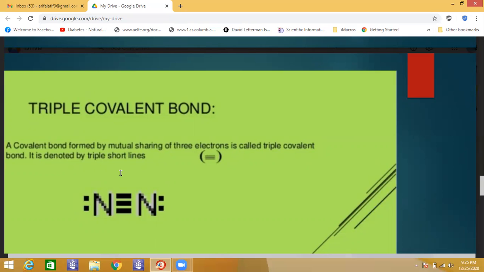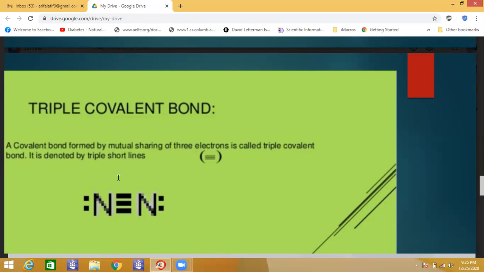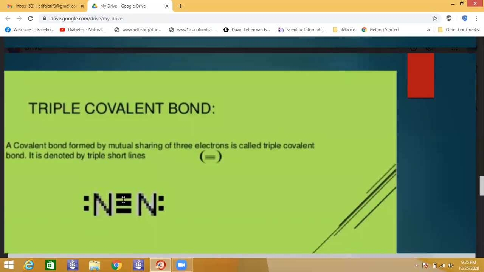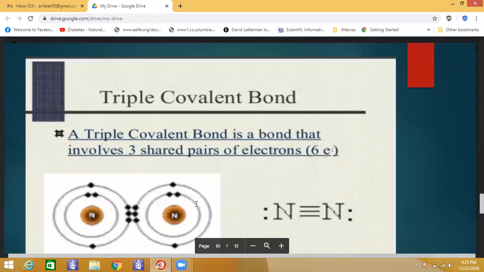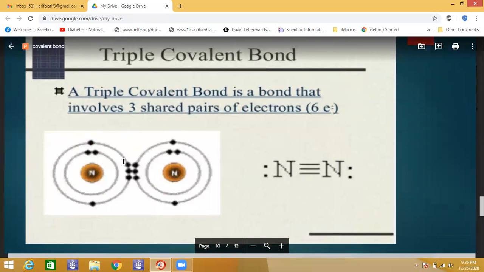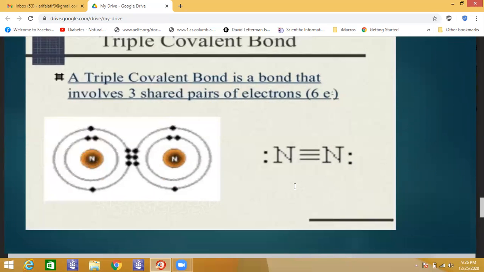It requires three more electrons to complete its octet. So 3 electrons from this nitrogen and 3 electrons from this nitrogen are in mutual sharing. This is called triple covalent bond, and it is denoted with these triple short lines. So nitrogen is an example of triple covalent bond. In nitrogen, 2 of the electrons are in the inner shell and the remaining 5 electrons are in the outermost shell. So it requires 3 more electrons to complete its octet. So 3 electrons from this nitrogen atom and 3 from this nitrogen are in mutual sharing, making up the nitrogen molecule. So this one is the example of triple covalent bond.